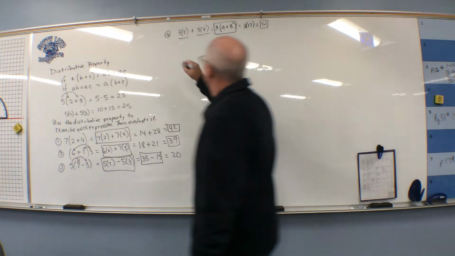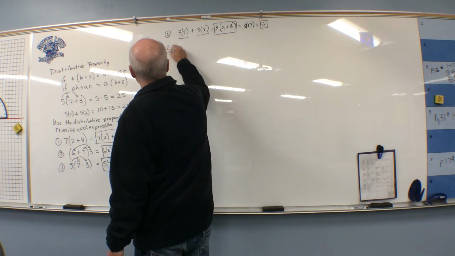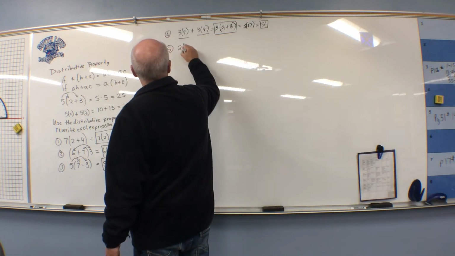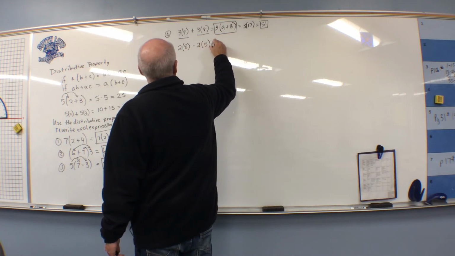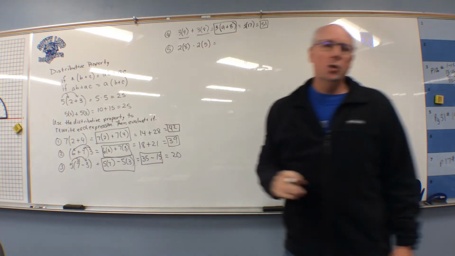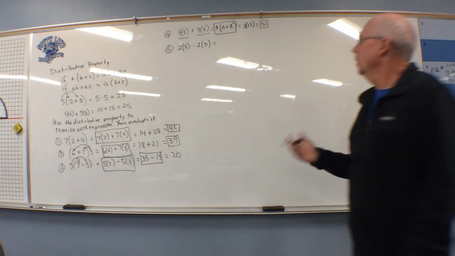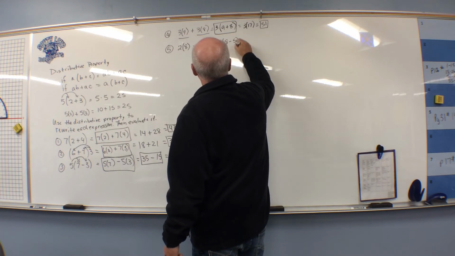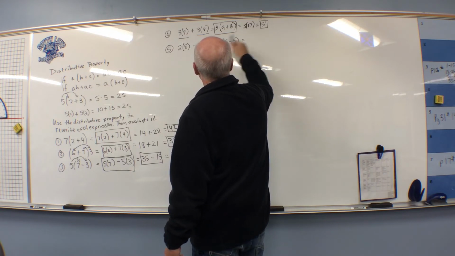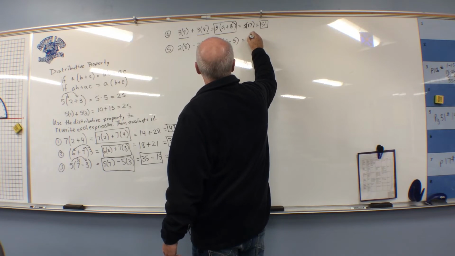I'm going to do another one of these. It works for subtraction also, so I can do 2 times 8 minus 2 times 5. Okay? You can see that the 2 is involved in both products. So what I'm going to do is I'm going to take that out, leaving the 8 minus 5. And 8 minus 5 is 3. 3 times 2 is 6.